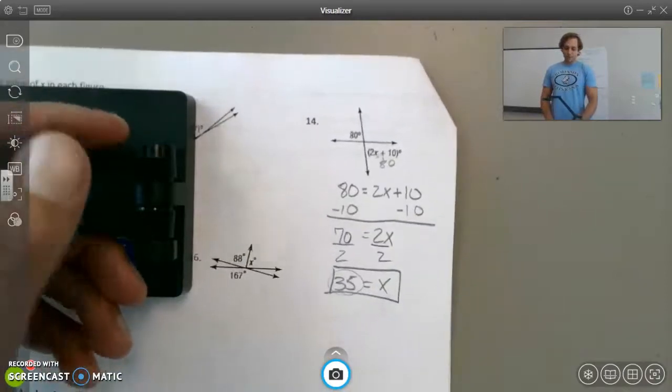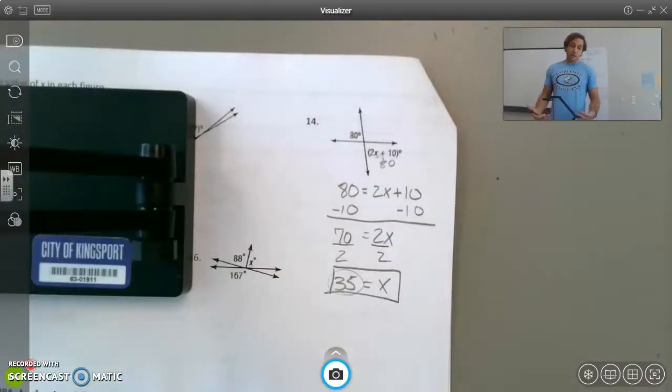Okay? So guys, these are vertical angles. It is a skill, or another vocabulary term, another tool that we need to have in our knowledge of angles, so that we can, in this case, use them to solve equations.